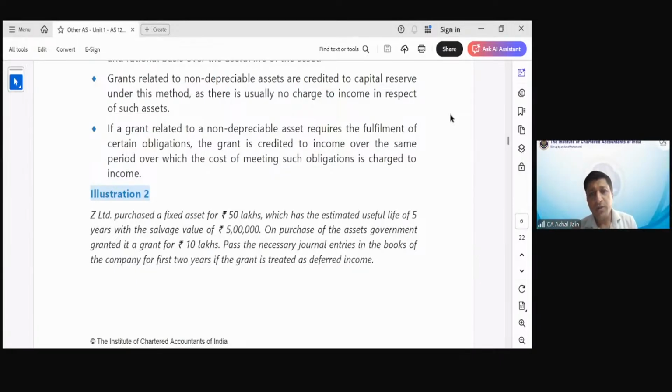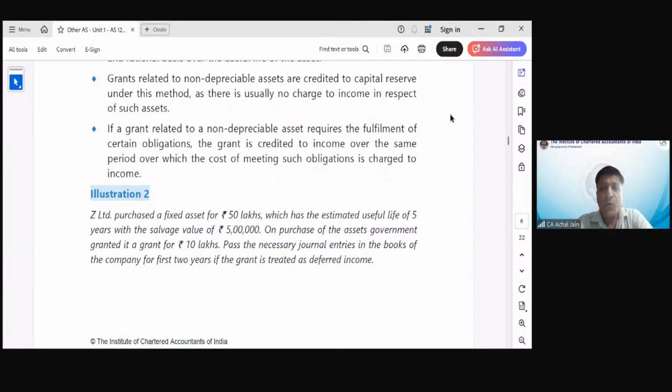Sorry, your voice is not clear, Nidhi. Please speak clearly. So what is the amount of government grant? Sir, 10 lakh. So why should it become 40 lakhs? Sir, 50 minus 10 will be 40 lakh. So like that, if you do 50 minus 2, 48 will also come. So there are a lot of calculations you can do, isn't it?